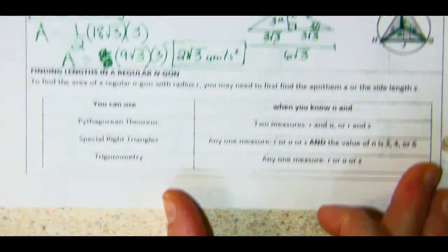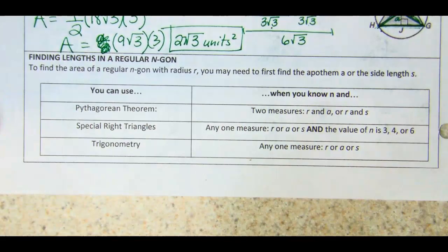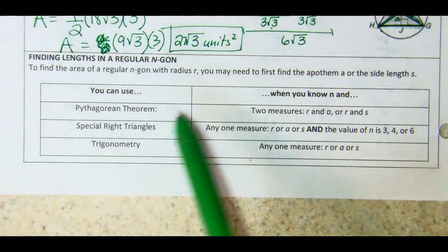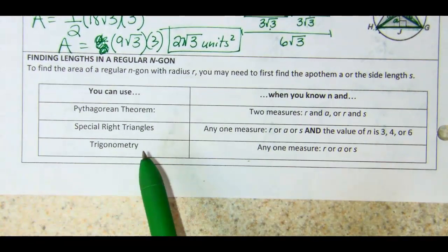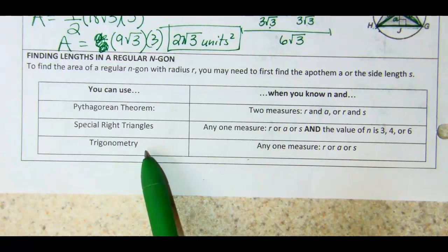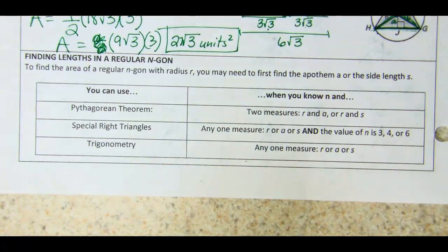Now, very last thing here, it says finding lengths in a regular nonagon. So you need to either find the A, the R, and the S. So this is what you can use. You can use the Pythagorean theorem, you can use special right triangles, or you can use trigonometry. Always try to use the one that is easiest to make your life a little bit easy. But it would be beneficial to have a good calculator.